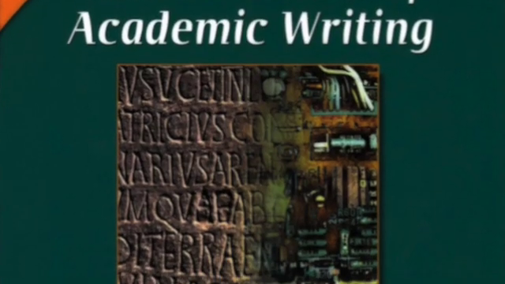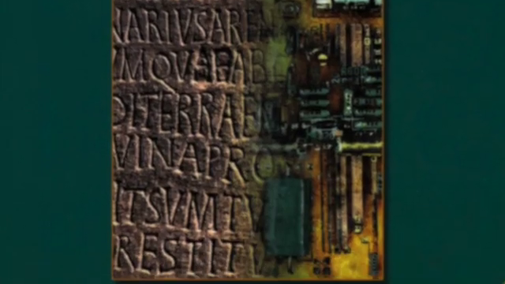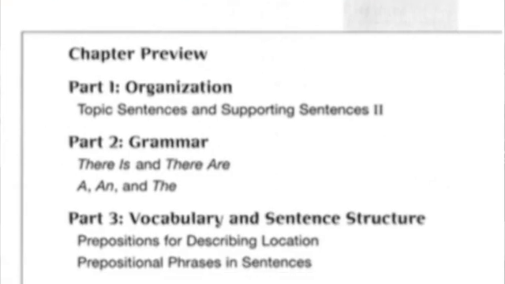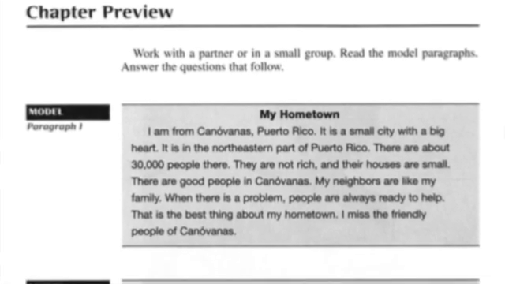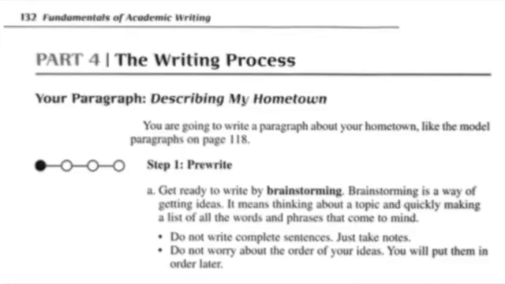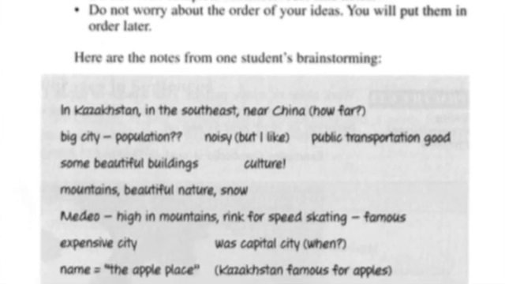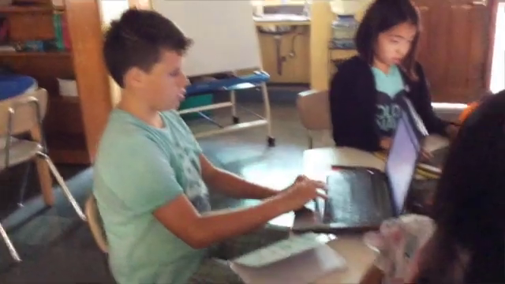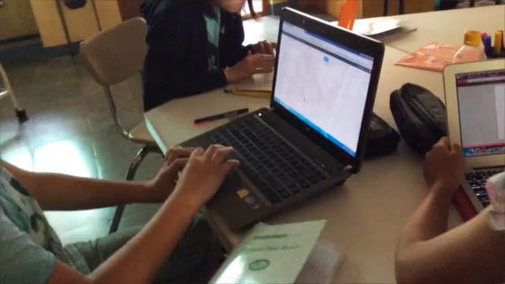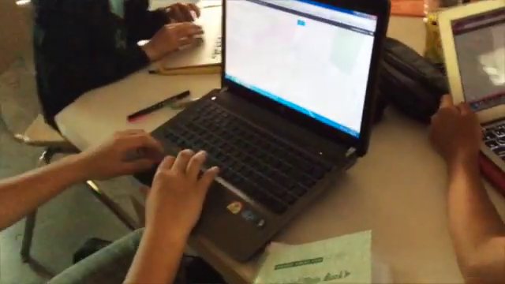Luckily for me, I was using a textbook called Fundamentals of Academic Writing, and there is a unit in the textbook about hometowns, and the unit culminates with a paragraph writing activity for which the students must write a paragraph describing where they come from. So instead of having students write a paragraph about their hometown, I decided to have them speak about their hometown, in a recorded presentation that they would make.